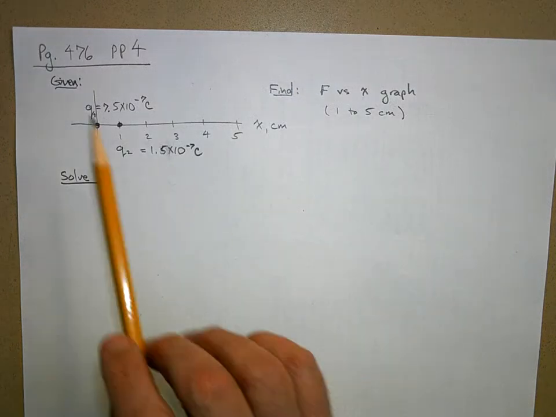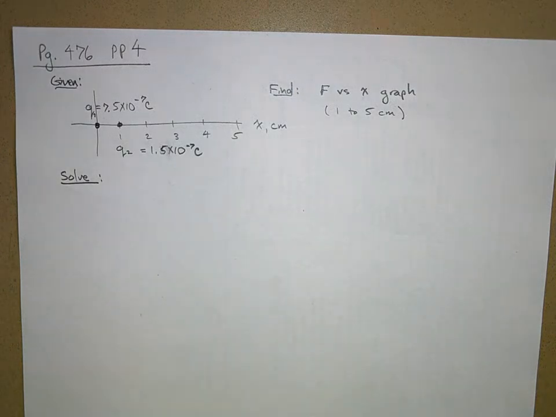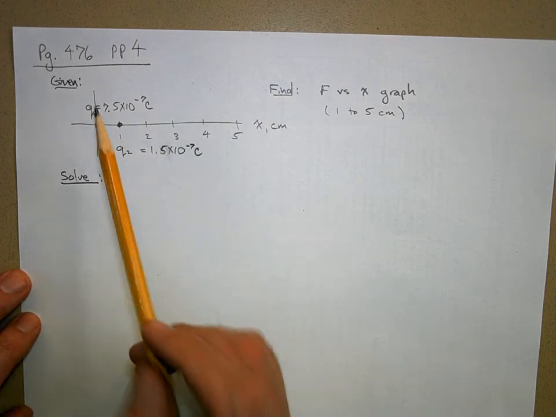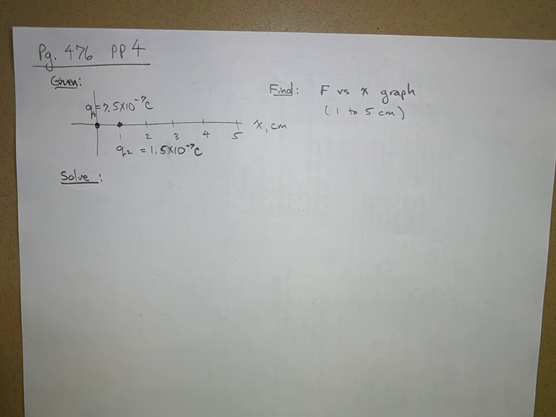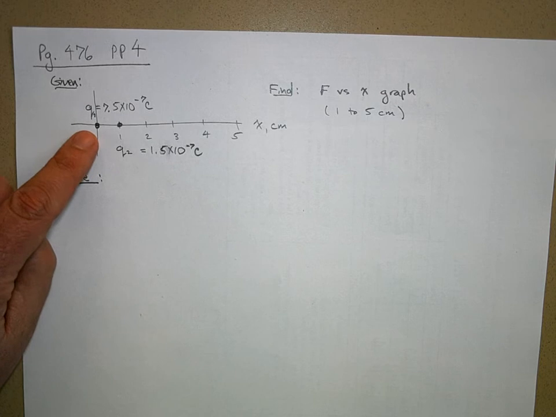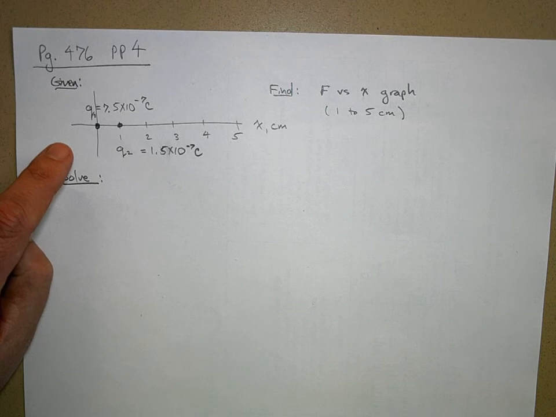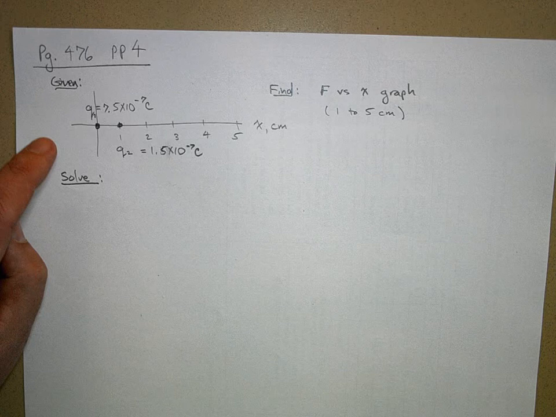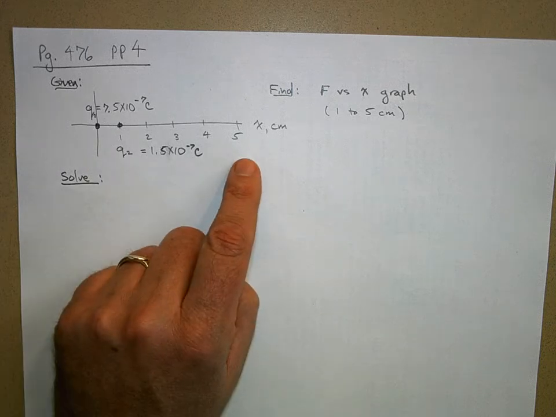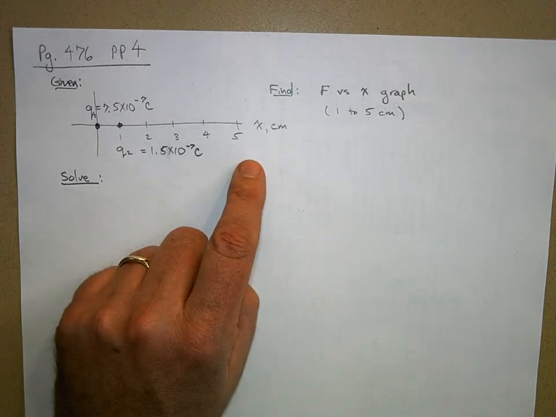So here's practice problem 4 on page 476, and this gave a lot of people problems, so I thought I would work it out. I'll read the problem. It says an object with a charge of 7.5 times 10 to the negative 7 coulombs, that's this one, is placed at the origin. The position of a second object with a charge of 1.5 times 10 to the negative 7 coulombs is varied from 1 to 5 centimeters. Draw a graph of the force on the object at the origin.